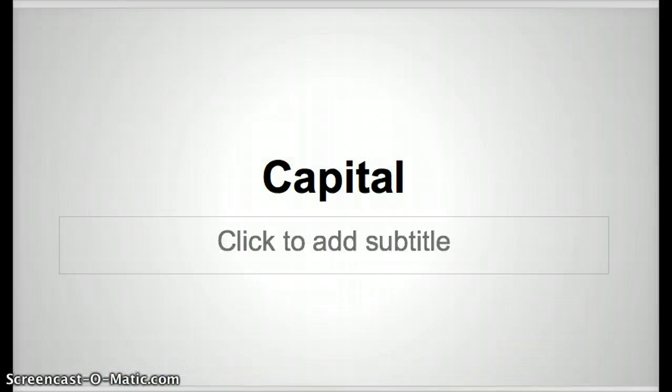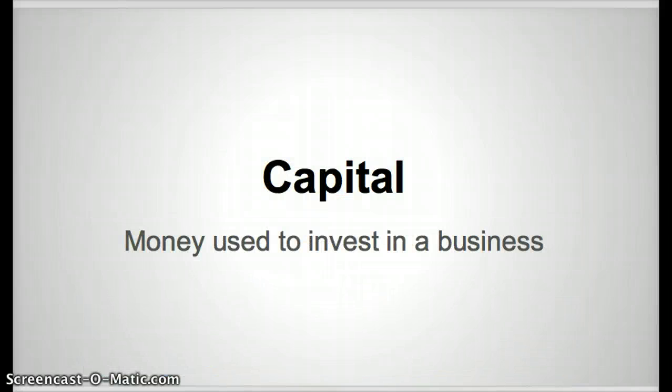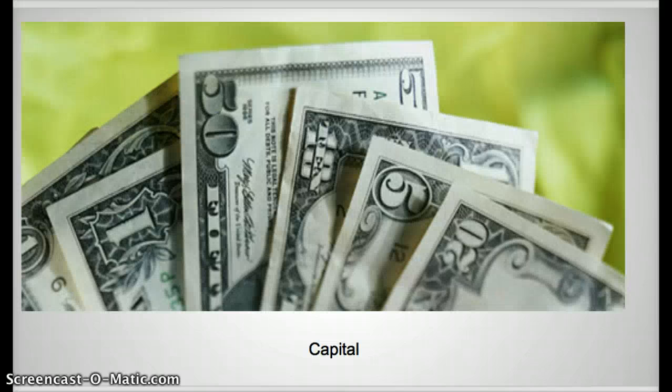So I keep saying capital. What is capital? Capital is just money we use to invest in a business. When you purchase a stock, for example, if you buy stock in Apple, you're giving that company capital because they have to pay the workers. They have to build the factory. They have to buy the land for the factory. They have to buy the materials. So that is capital, money that is invested in a business.